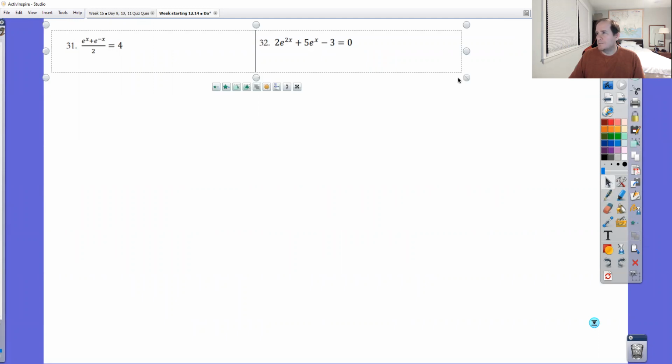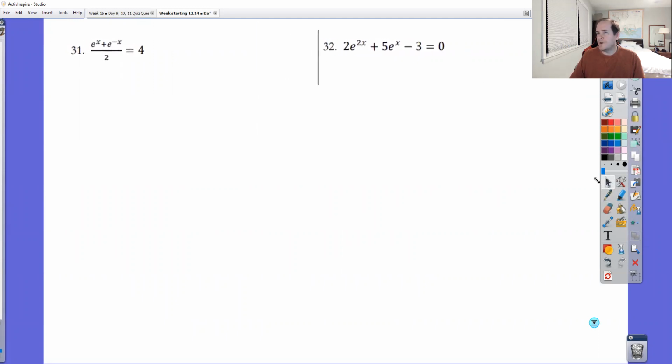Let's make this a lot bigger. Okay. 31 is honestly really, really similar. You get e to the x plus e to the negative x equals 8. U substitution now. It'll be u plus u to the negative 1 equals 8. You multiply through by u, you get your u squared. I'm going to subtract the 8u from both sides again. This turns into 1 equals 0.